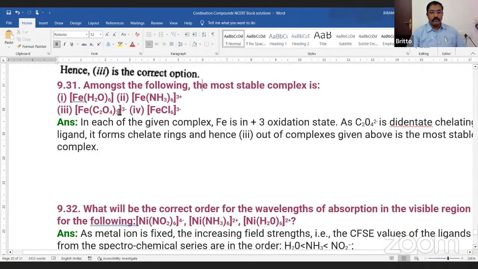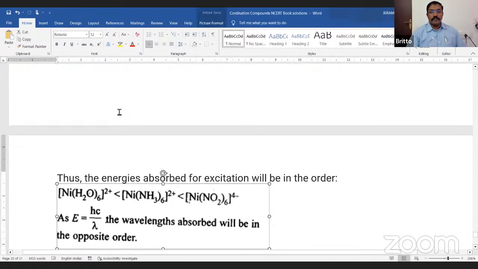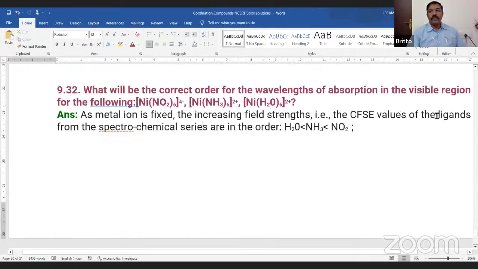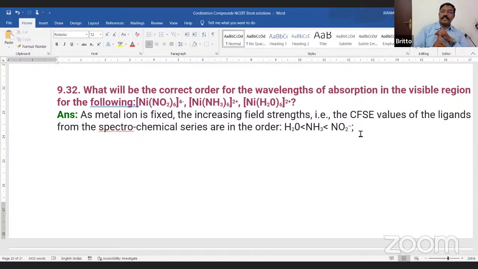Now I'm going to stop here. Now look at this. Wavelength of absorption. I think we saw a similar problem last time. Wavelength of absorption means there has to be an unpaired d electron. If it is a weak ligand, the wavelength of absorption for that weak ligand is going to be more compared to the strong ligand. Okay, students, I'll stop here.